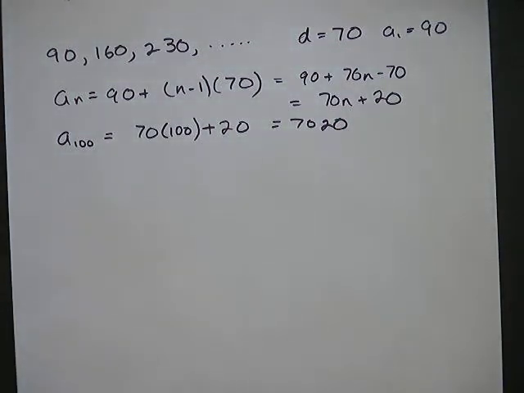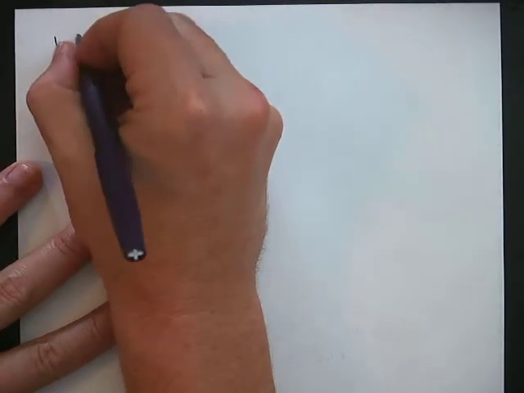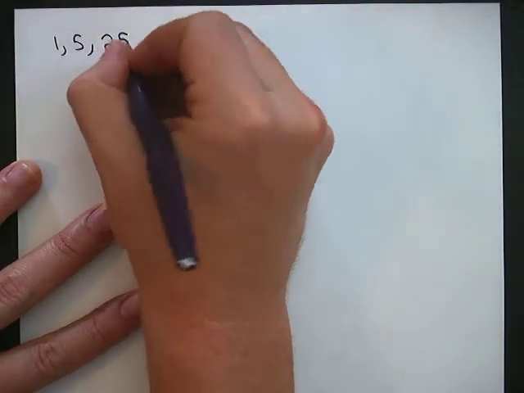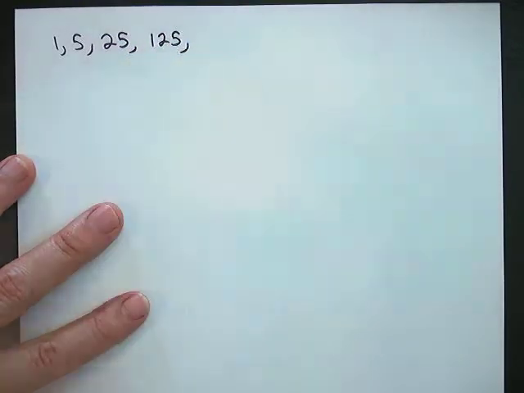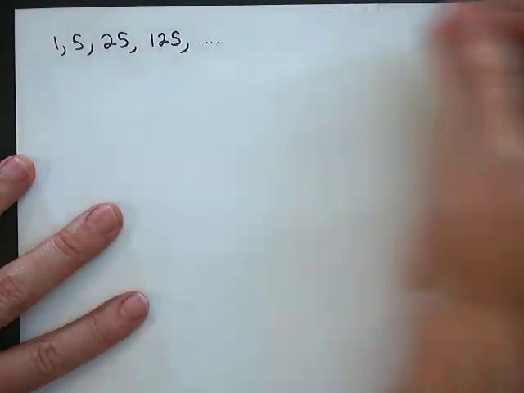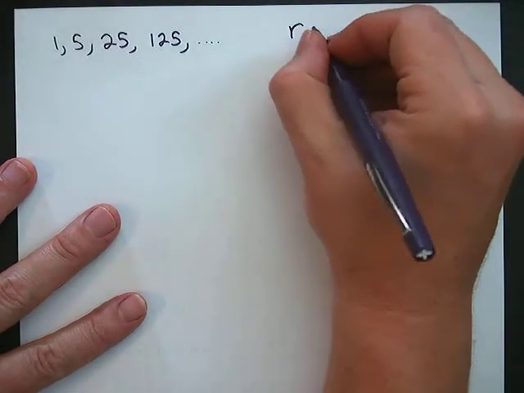Okay, let's take a look at the next one. We said that this one was geometric. Okay, so we've got 1, 5, 25. The next one, if you followed that pattern, would be 125, and so on. Okay, and since it's geometric, we know we need to find the common ratio. We need to know what r is.